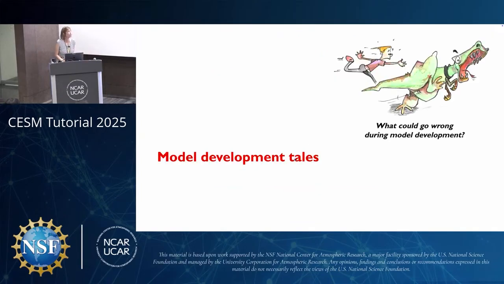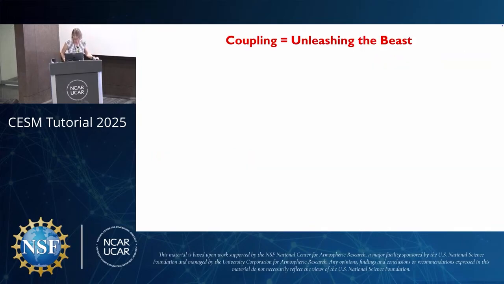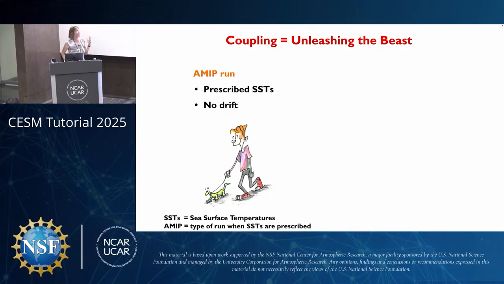Okay, now this is for fun: what can go wrong when you do model development? A lot of things go wrong, and I'm going to show you a few examples that we had over the years. For the first example, what I'm going to try to convince you is that when we are doing the coupling, when we are putting all the components together, we are unleashing the beast.